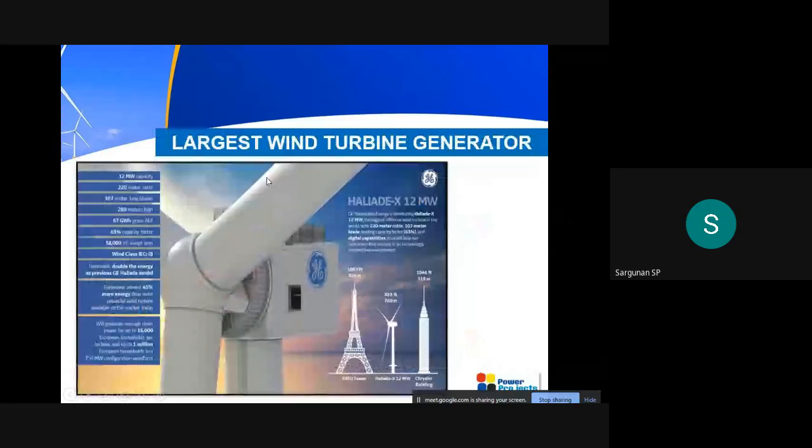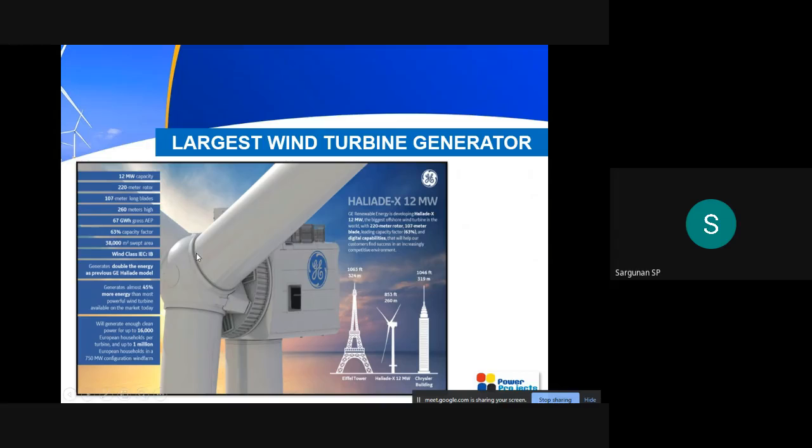The similar thing, the onshore wind turbine, the largest capacity is around 5 megawatt. It's not more than that. The reason is because, as I said, the wind speed will be quite consistent in the offshore areas when compared to the onshore areas. Say, for example, in the onshore areas, there will be high-rise buildings, trees, etc. So because of this reason, the wind speed will get reduced.